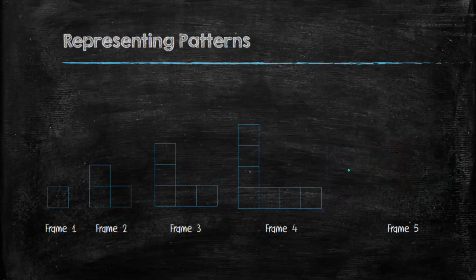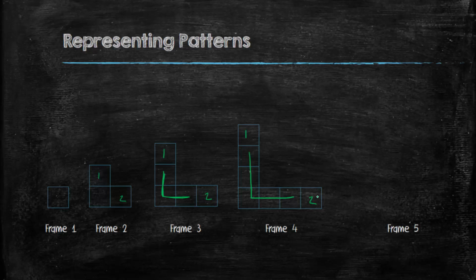Let's look at another pattern. Here in frame 1 we've got just a square. In frame 2 we've added a square on top, added a square to the right. Okay, and frame 3, well, this is frame 2, and then what did we do? We added another square to the top, another square to the right. This is frame 3, and then in frame 4 we added another square and another square, one to the top, one to the right.